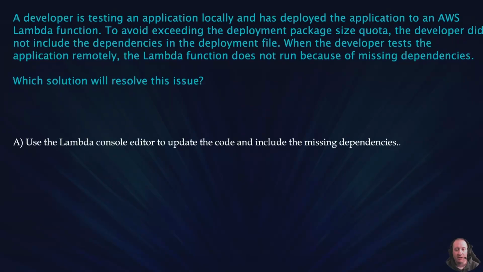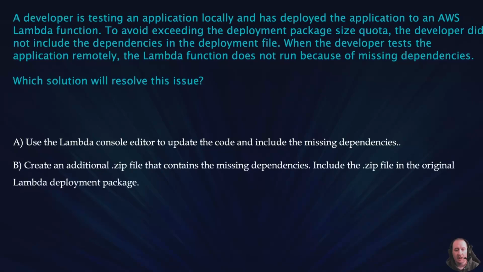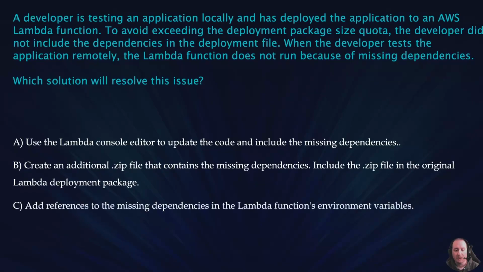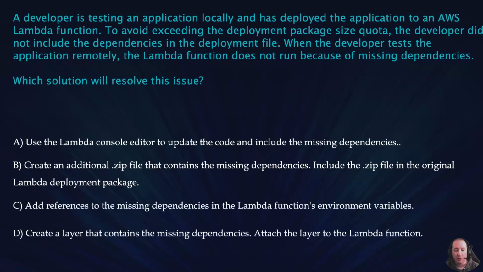First, we can use the Lambda console editor to update the code and include any missing dependencies. Second, we can create an additional zip file that contains the missing dependencies and include the zip file in the original Lambda deployment package. Third, we can add references to the missing dependencies in the Lambda function's environment variables. Or fourth, we create a layer that contains the missing dependencies and attach the layer to the Lambda function.